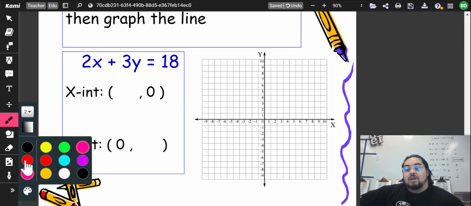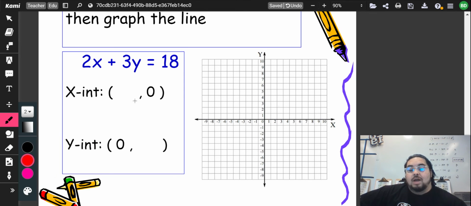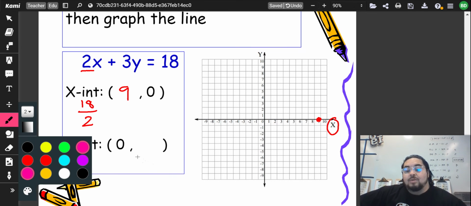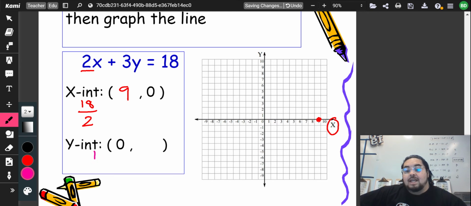Okay, so for the first example, we have our x and y intercepts. So I'm going to take 18, and for the x-intercept, I'm going to be dividing that by 2. And that's going to give me an x-intercept of 9. So on the x-axis, I'm going to put my first point at 9, 0. It's right there. And then for my y-intercept, I'm going to take 18 and divide that by 3.